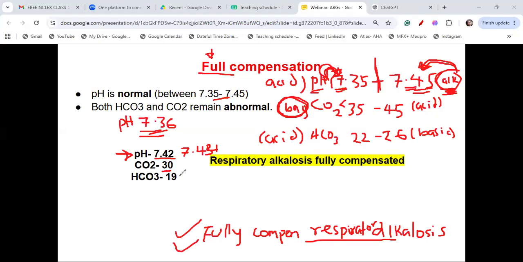Someone may ask, why not metabolic? Metabolic, our bicarbonates, we have 19. 19 is less than 22. So it will be more of acidic. But remember, our pH is alkalotic. Okay?